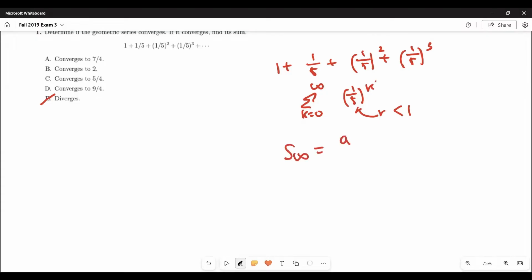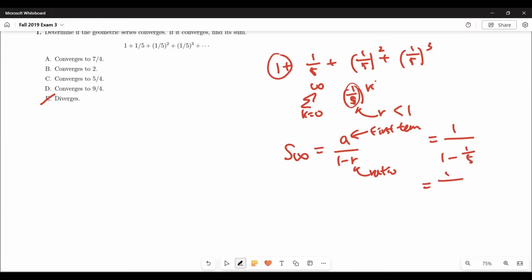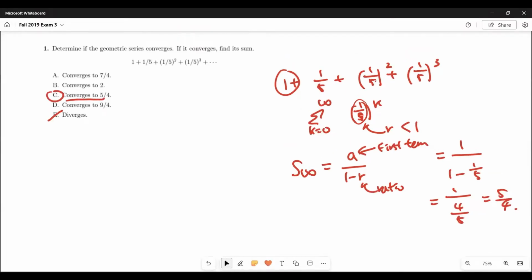So now let's find the value. It's the sum to infinity, a over 1 minus r. A is the first term, and r is the ratio. Our first term is 1, so it's 1 over 1 minus the ratio, which is 1 over 5. So this is 1 minus 1 over 5, so 1 over 4 over 5, so this is 5 over 4. So the answer for this question is C.